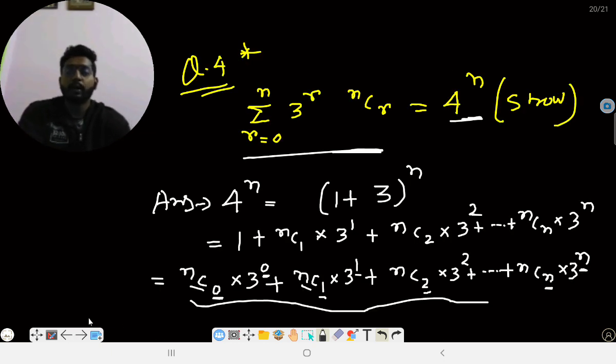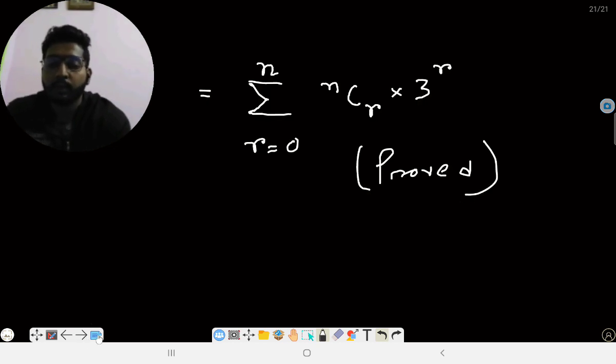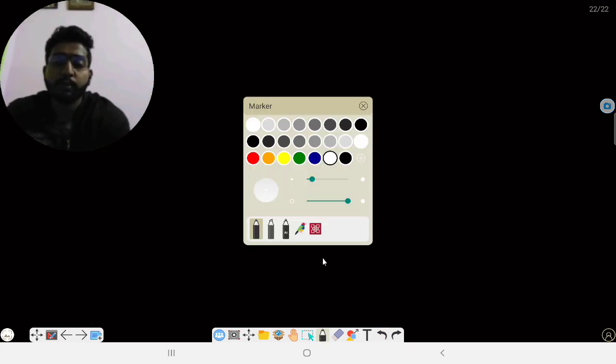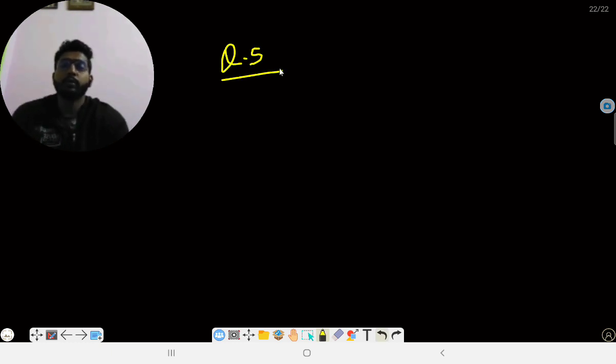Summation 3 to the power r nCr equals 4 to the power n. Now next, question number 5. For question number 5, we have to use the general term formula. We just introduced that formula.